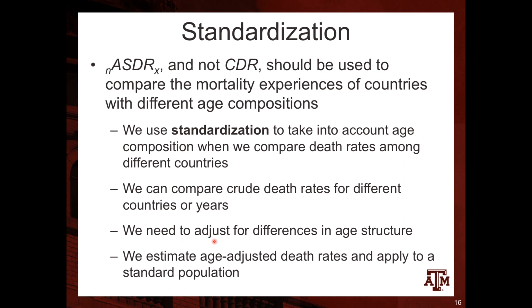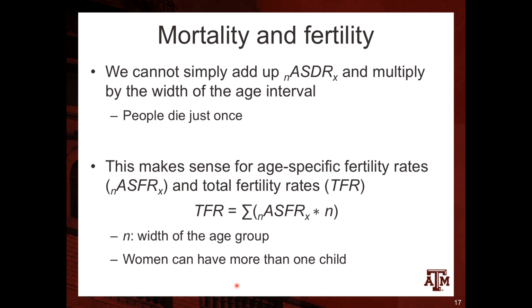So we need to adjust for differences in age structure of two different countries in the same year, for example, or of the same country through time. We estimate age-adjusted death rates and apply to a standard population. So just to explain, why do we have to do this standardization? We cannot simply add up the age-specific death rates and multiply by the width of the age interval.